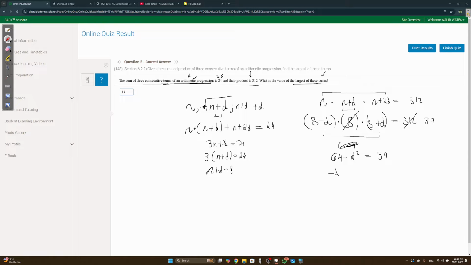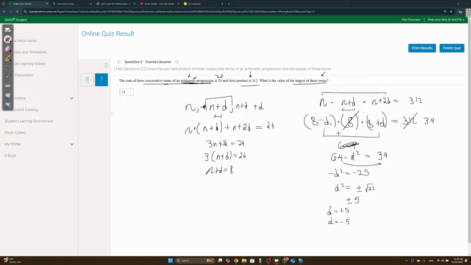Anyway, to solve this, you're going to get negative d squared equals negative 25. If you take this to the other side, divide by negative, you're going to get d squared is equal to 25, so d equals plus or minus root 25, so plus or minus 5. So we have two solutions. d is equal to positive 5, d is equal to negative 5. Try it out, okay?